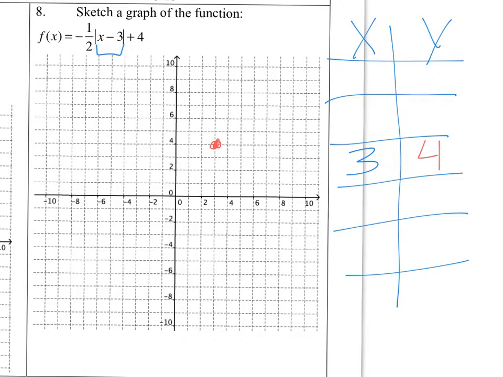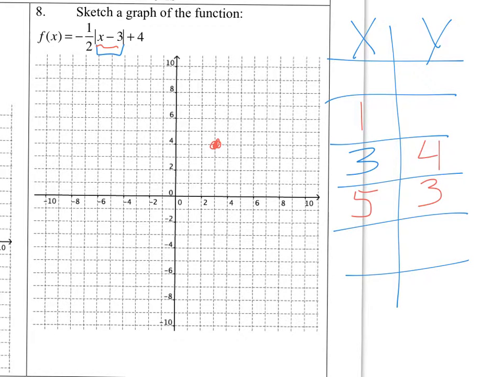Okay, next thing I notice is that I've got a half out front. It'd be a really good idea if I kept the stuff inside the absolute value even, so that if I multiply by half, I get a whole number. So instead of going up by 1, I'm going to try going up by 3 and see if that helps. Okay, 5 minus 3, 2. -1/2 times 2, -1. Nice, no fraction. -1 plus 4, that's going to be 3. Right on. All right, let's try going the other way.